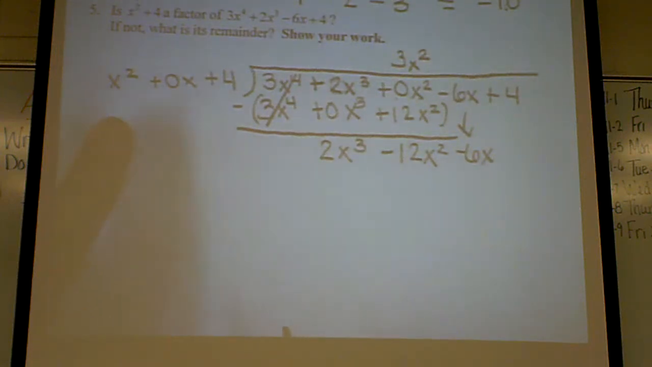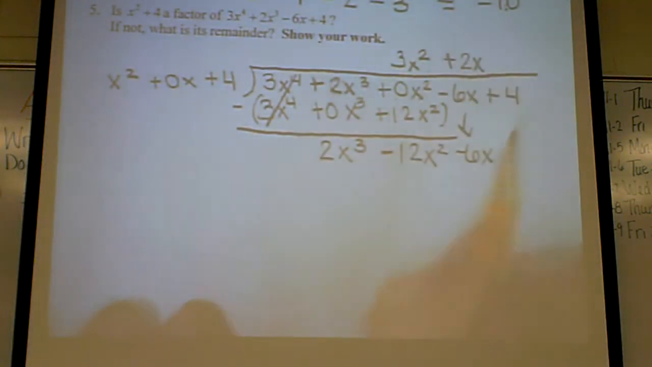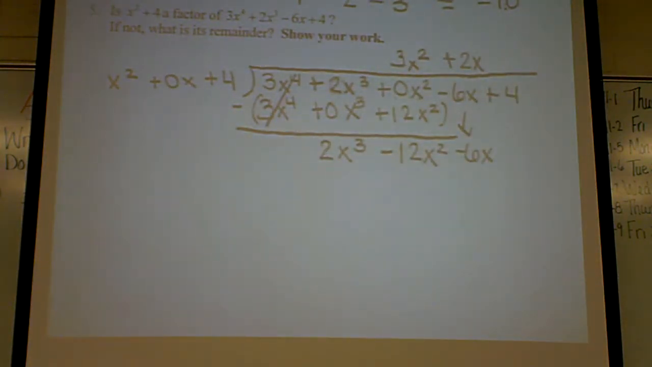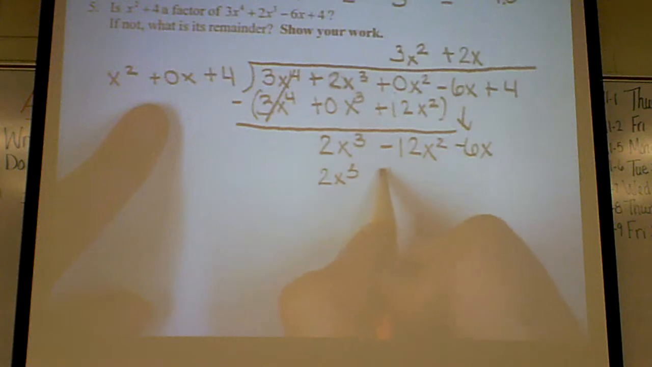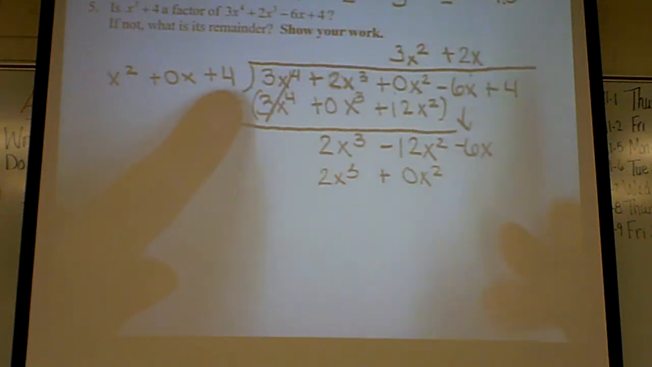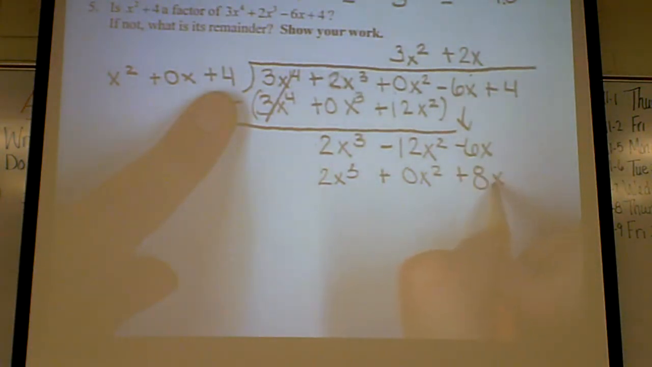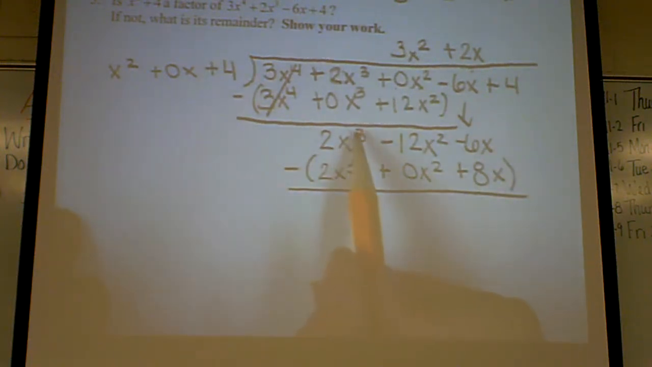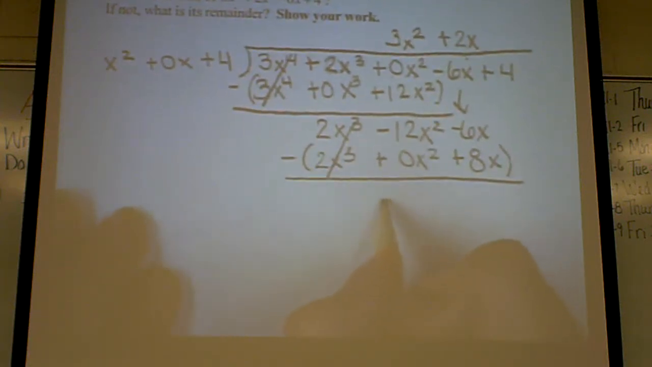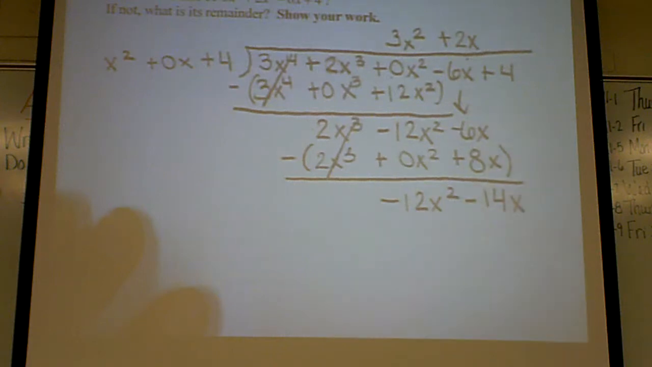And now I ask myself, what times x squared gets me 2x cubed? 2x. So I add 2x on top over there. Now multiply. 2x times x squared is 2x cubed, plus 2x times 0x would be 0x squared, and 2x times 4 is plus 8x. And subtract these. Cancel. I get a -12x squared and -14x.